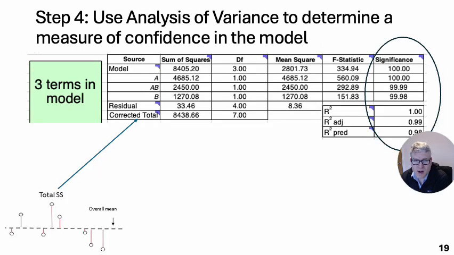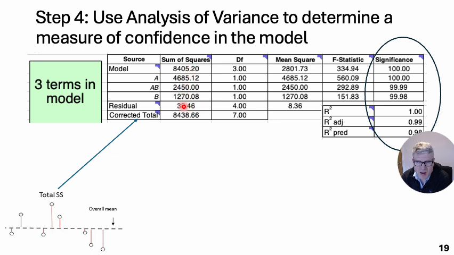Okay, so we need to basically determine a measure of confidence in the model. So we come back to these sum of squared deviations. So we've got a sum of squared deviations of the model, which is basically the sum of squared deviations of all the model components added together.